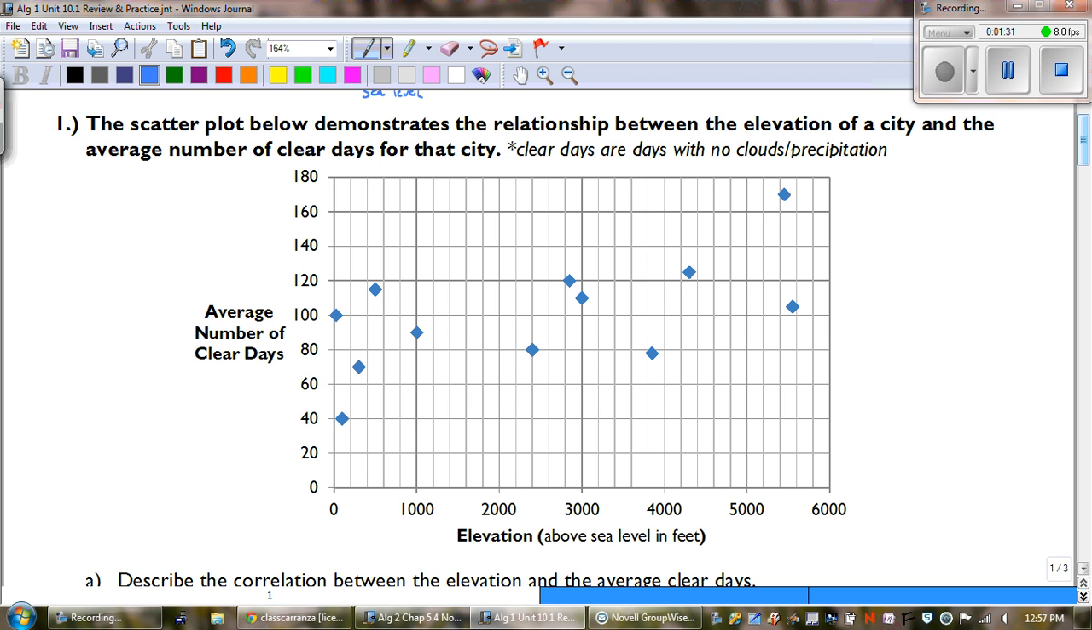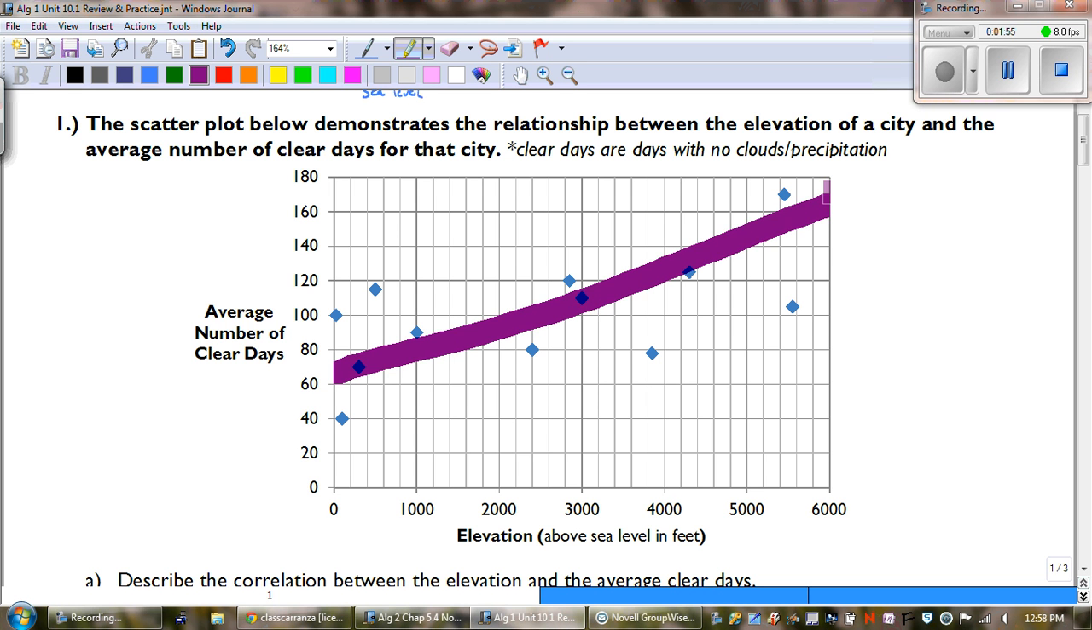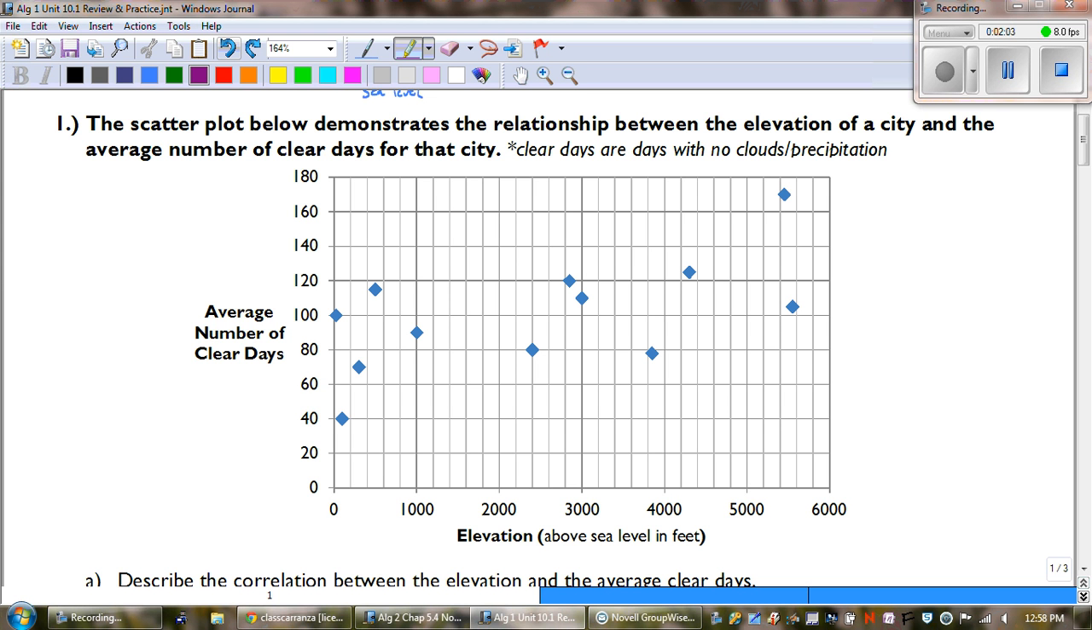is what that says. So the first thing we want to do is describe the correlation between the elevation and the average clear days. What do you think that is? Okay, we talked about first, is it positive or is it negative? Well, which way is the graph going? You tell me. Overall, I think it's positive. But what type of correlation is it? Is it weak? Is it moderate? Is it strong? Is it perfect?